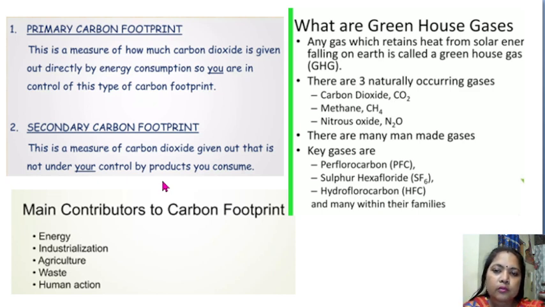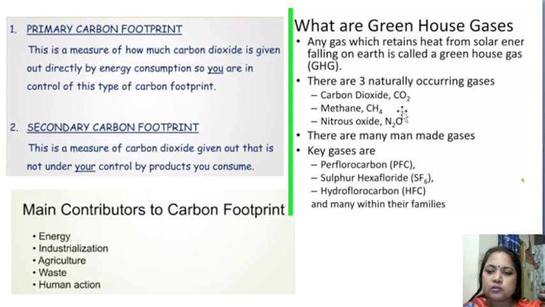Then what are the main contributors of carbon footprint? So examples of main contributors are energy sector, industrialization, agriculture, waste, and human action, or we can say anthropogenic activities. Okay, and on the right side it is shown what greenhouse gases are.